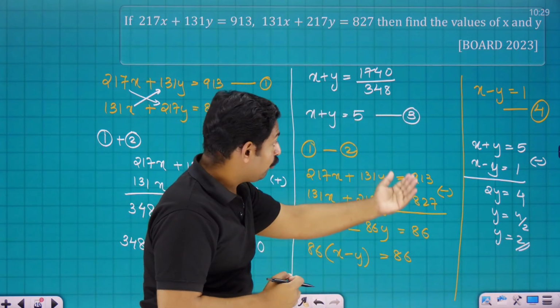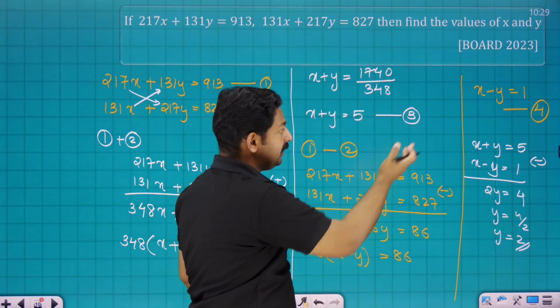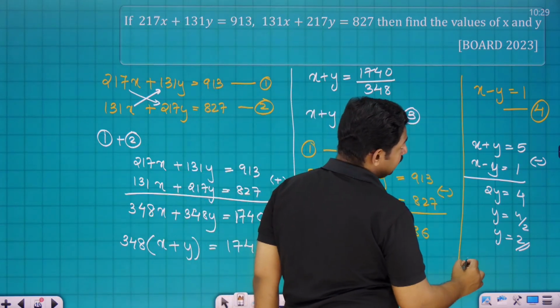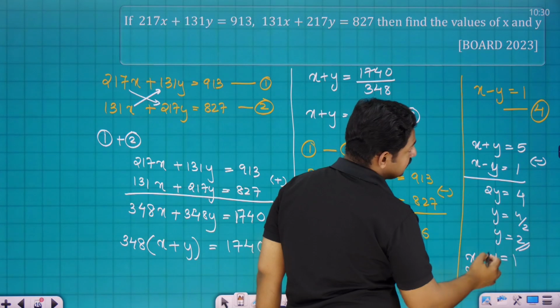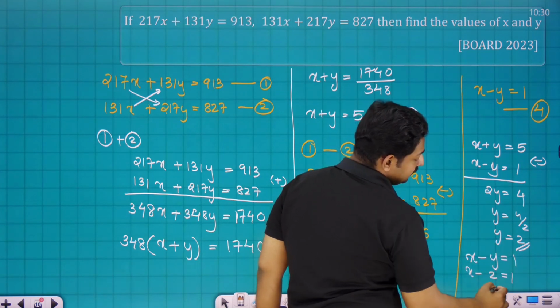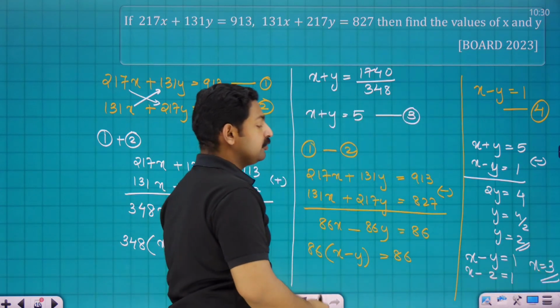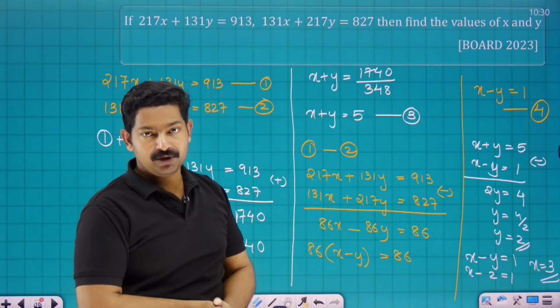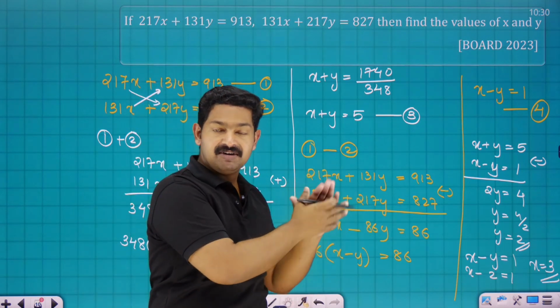Now put the value of y in any of the equations, either equation number 3 or equation number 4. Suppose I am putting in equation number 4. So when you are putting in equation number 4, x minus y is equal to 1, so when you substitute there, x minus 2 is equal to 1, then you are easily getting the value of x is equal to 3. Hence we solved the problem. Okay, so easily we got x is equal to 3 and y is equal to 2. This is the solution of the given equations.